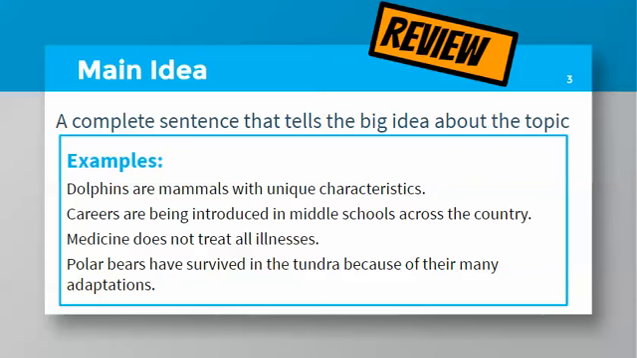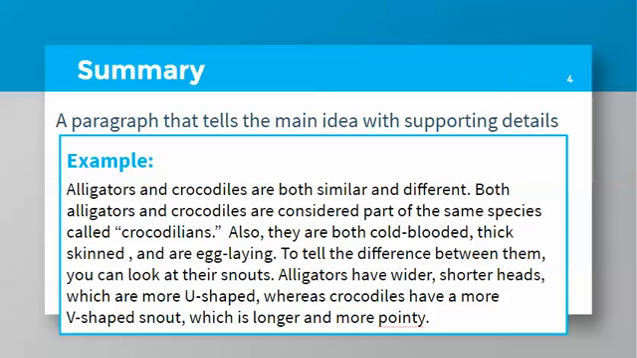Now let's take a look at summary so we can tell the difference. Summary is a paragraph that tells the main idea with supporting details. So let's read our summary example. Alligators and crocodiles are both similar and different. Both alligators and crocodiles are considered part of the same species called crocodilians. Also, they are both cold-blooded, thick-skinned, and are egg-laying. To tell the difference between them, you can look at their snouts. Alligators have wider, shorter heads, which are more U-shaped, whereas crocodiles have a more V-shaped snout, which is longer and more pointy.